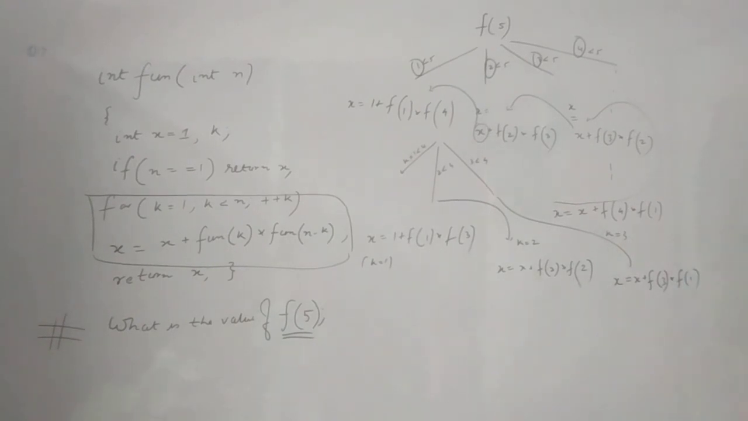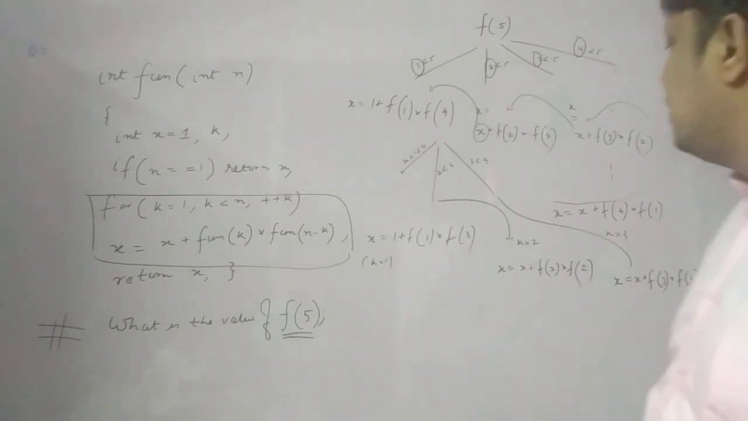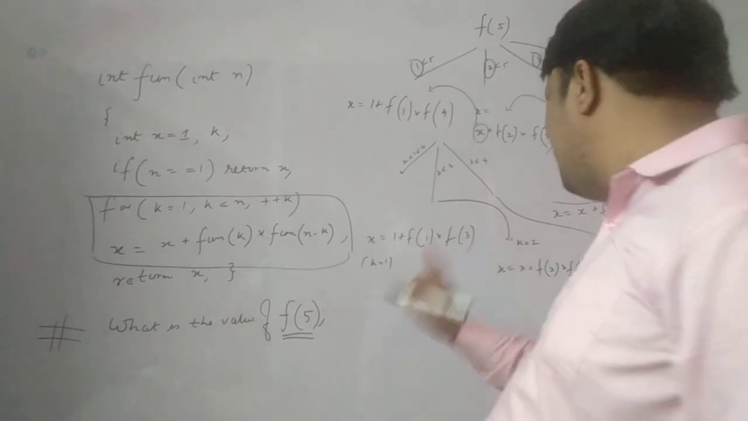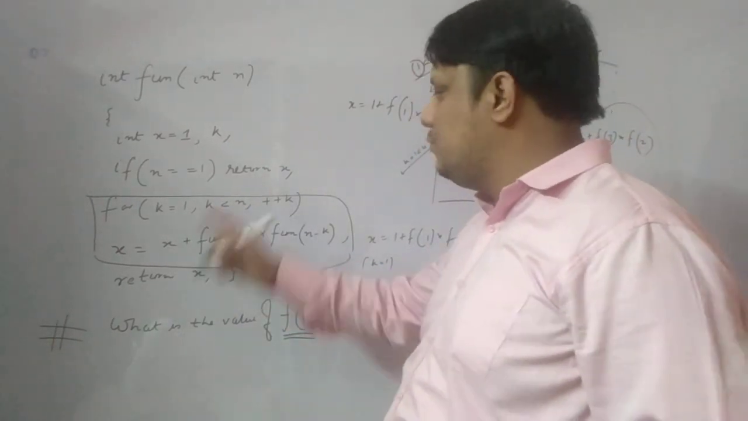So this is this statement. Now we'll have to solve this. It's pretty complicated, right guys? Now we will have to solve this f3. When you solve f3, again we will have to solve this for k is equal to 1 less than 2, 1 less than 3, 2 less than 3.